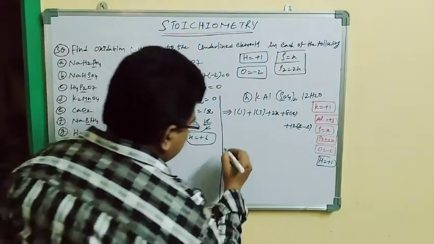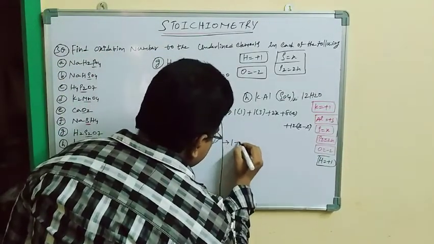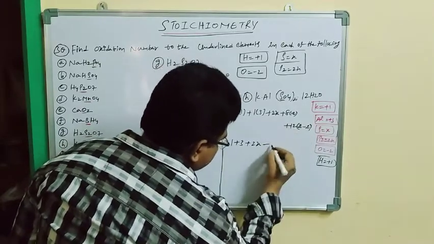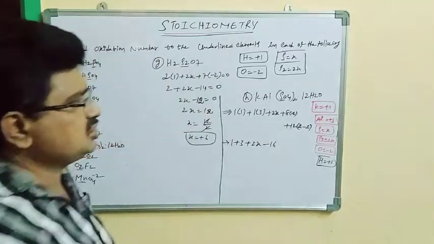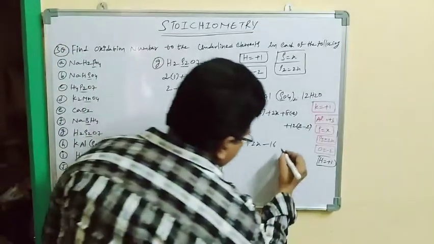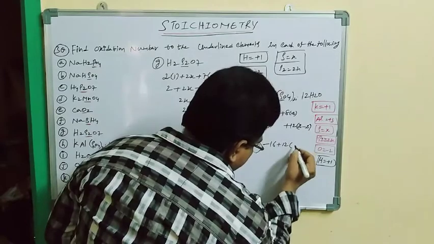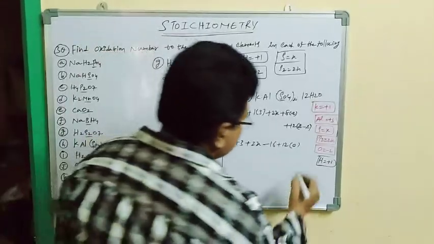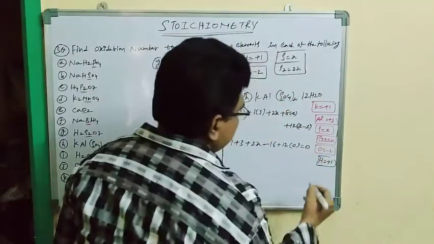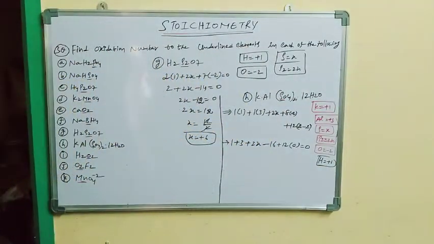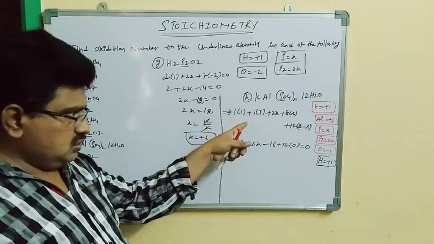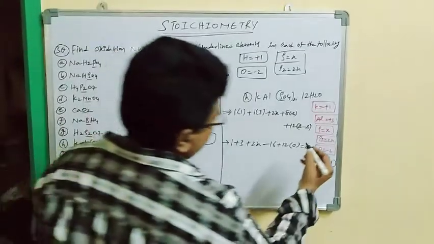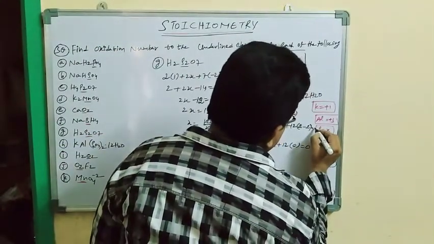So I'm simplifying this one. 1 plus 3 plus 2x. So 8 2s are 16, minus 16. Here we will get 12 of 2 minus 2, equal to 0. All elements sum is equal to 0. We will take 0 which is equal to 0. Here we have to take sum equal to 0.